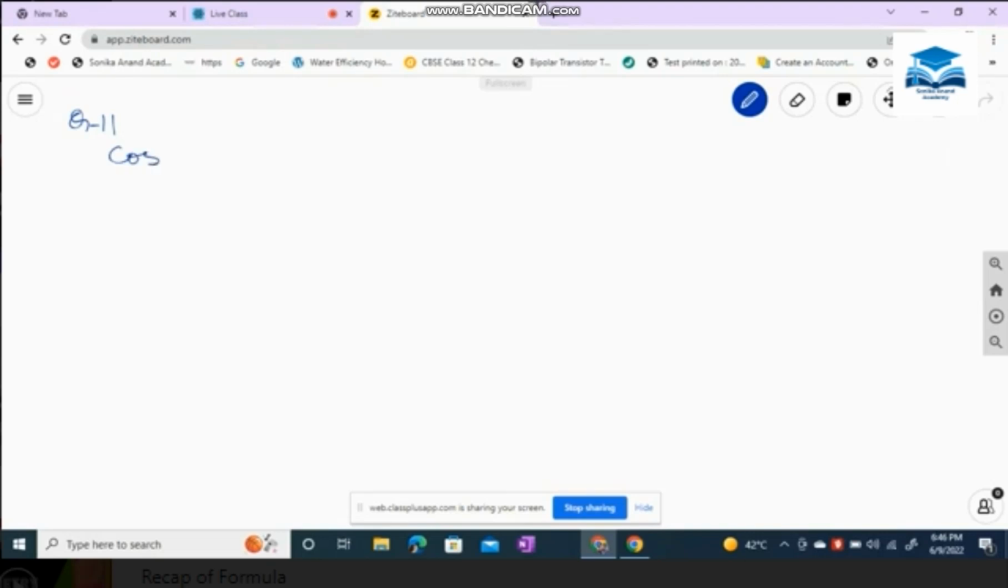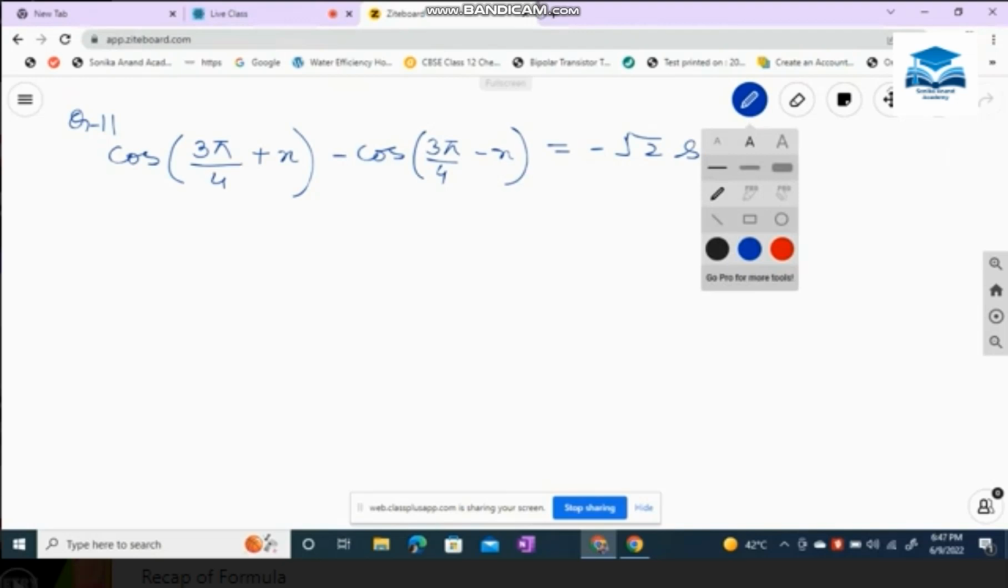Cos of 3 pi by 4 plus x minus cos of 3 pi by 4 minus x. We have to prove this is equal to minus under root 2 sin x. Now there's one more formula I'm going to introduce to you. Clear? And on the basis of that formula, you can easily solve that.